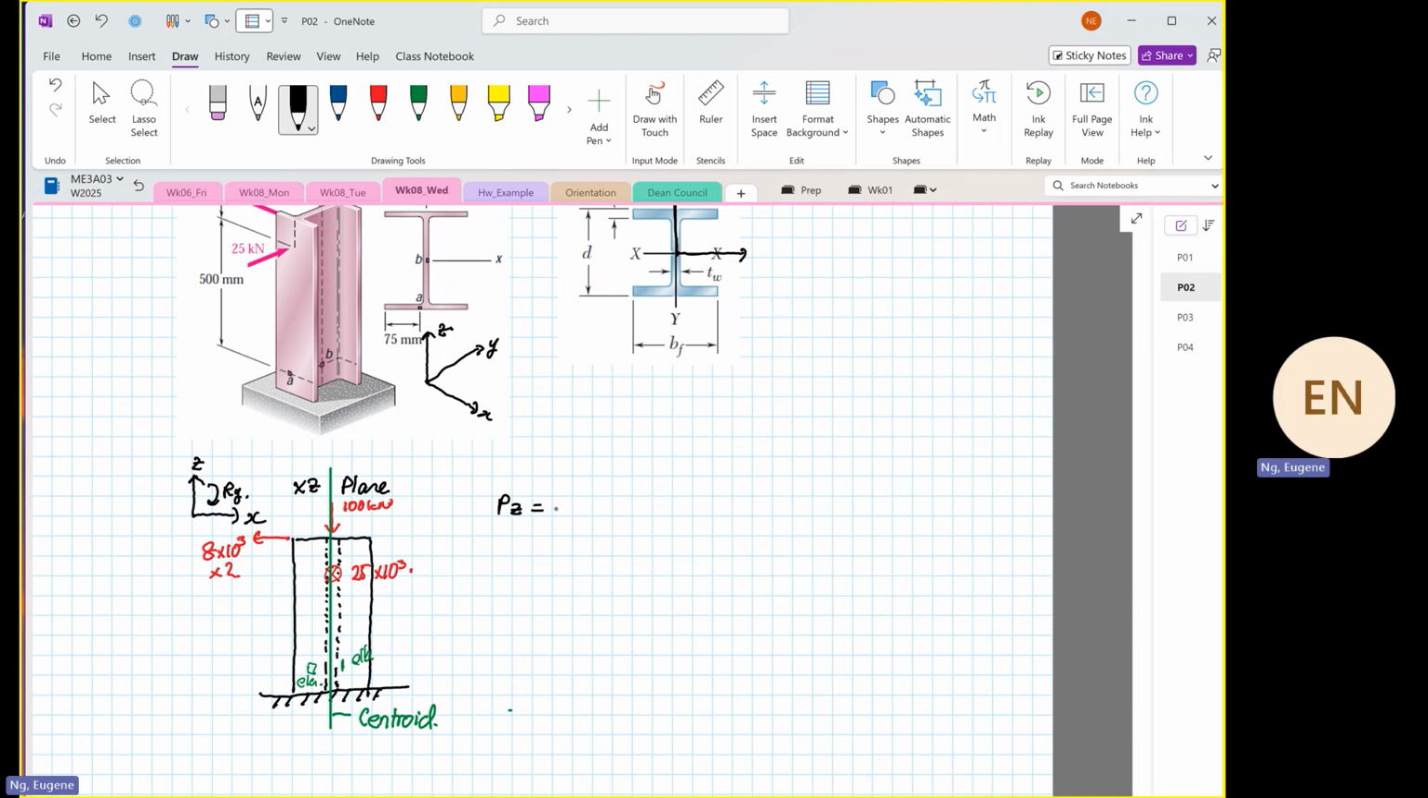Okay, so now you can immediately write down that PZ will be equal to 100 times 10 to the power 3 Newton. And we are going to use this formula where the normal stress in Z direction is PZ over A. And you know that it is going to go through what? Compression. So for element small a, and element small b, it's going to be negative, compression.